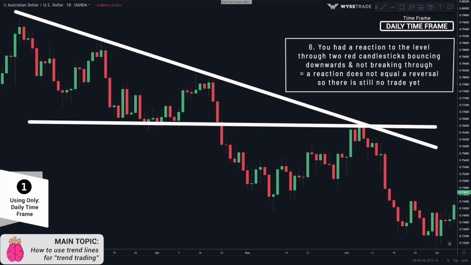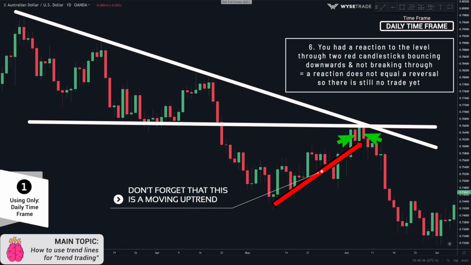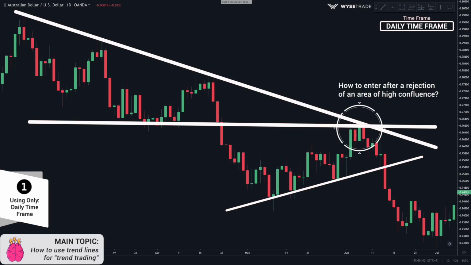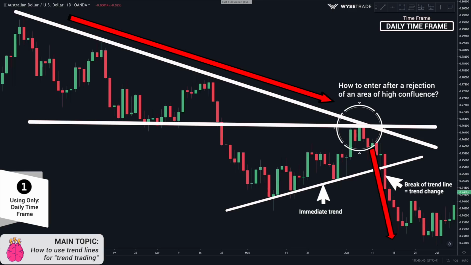So you then had a reaction to the level through these 2 red candlesticks not breaking through and bouncing downwards. Now, at this point, there is still no trade short because a reaction to an area does not equal a reversal. It could just bounce or stall at a key area and then still break right through. Do not forget that this is a moving uptrend. Now, here is the trick. In order to enter after a rejection of a key area of confluence, you put a trend line under the immediate moving trend and wait for a break of the trend line to occur in order to confirm that the moving uptrend is over and that the bigger downtrend can continue.